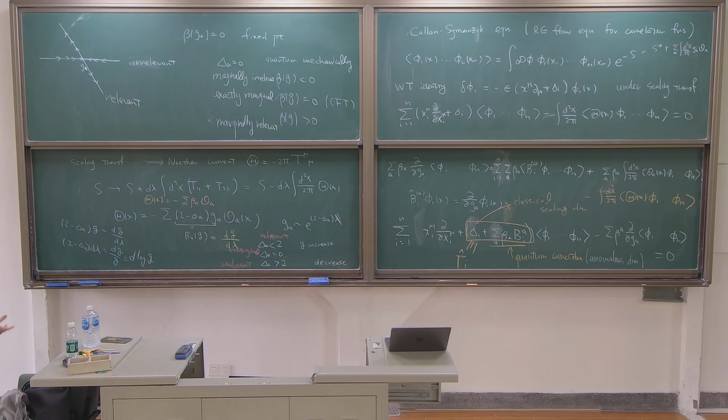I want to ask about the relation between 2D c-theorem and the 4D Yang-Mills that you just mentioned in the class. Oh, okay.